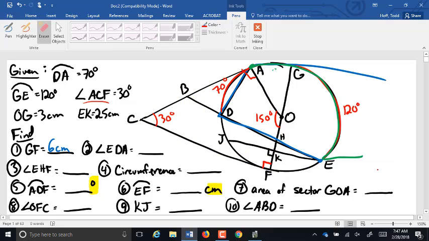If we know that angle is 150, this angle has to be 30 because that makes a straight line. So that makes this arc here 30 degrees, which makes the big arc in green, 30 plus 120 is 150 degrees, which makes angle EDA half of 150, or 75 degrees. See how easy that was?